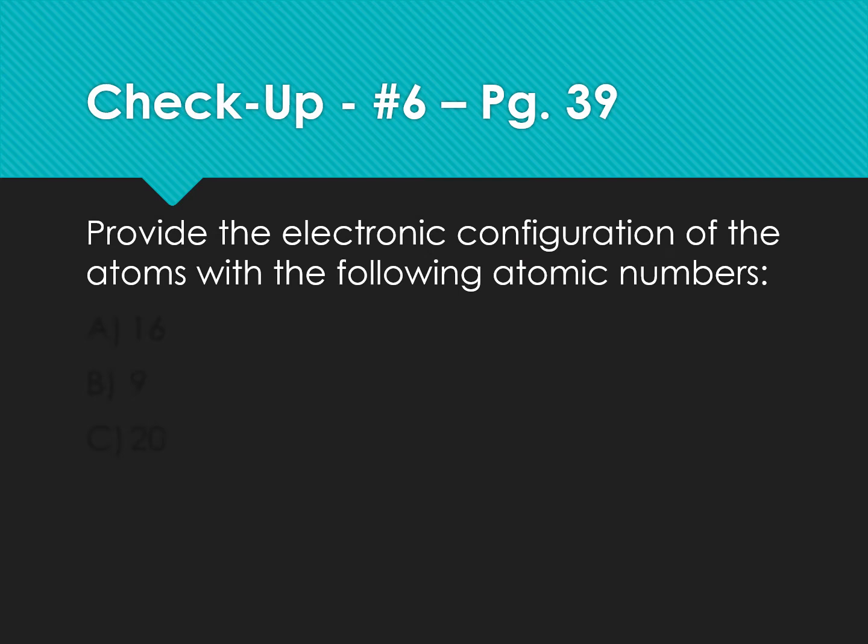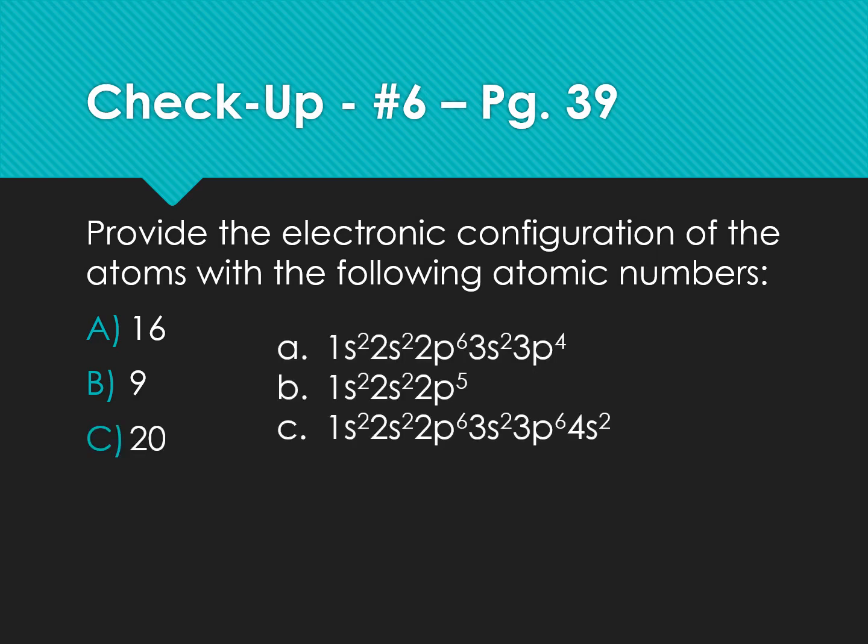This is checkup number 6. It provides some examples of electron configuration, for 16 electrons, 9 electrons, and 20 electrons. So for 16, again, you just have to make sure the superscripts add up to 16. So you go in order of 1s2, 2s2, 2p6, 3s2, and then there's 4 left over, so it's 3p4.